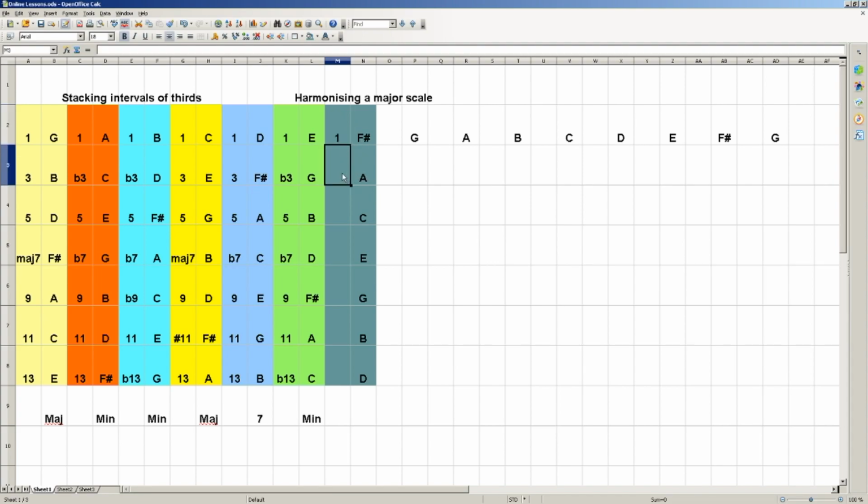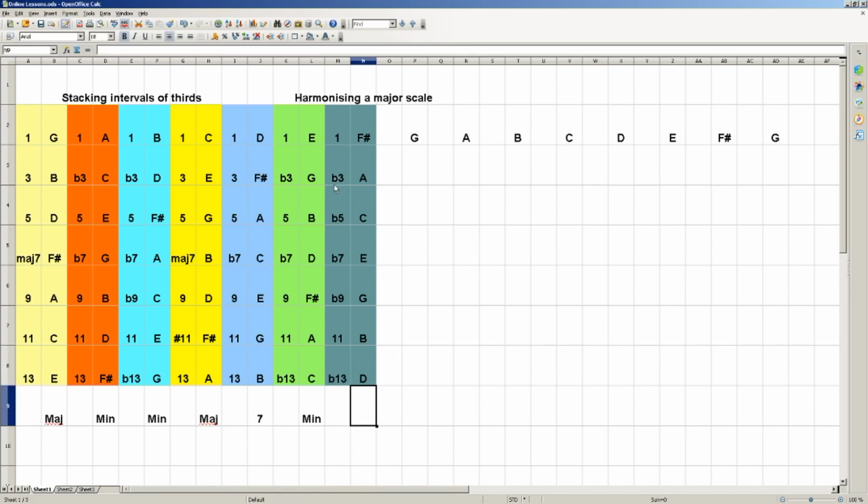From F sharp to A, the interval is a flat 3. From F sharp to C, the interval is a flat 5. From F sharp to E is a flat 7. From F sharp to G is a flat 9. From F sharp to B is an 11. From F sharp to D is a flat 13.